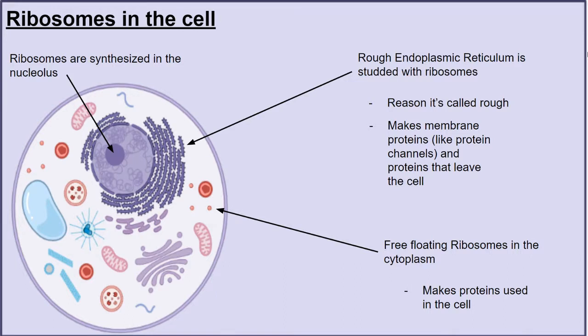The first place is the rough endoplasmic reticulum. It's studded with ribosomes and tends to make proteins that attach to or leave through the cell membrane. The second place is the cytoplasm. These ribosomes are free-floating and usually make proteins that are used inside the cell.